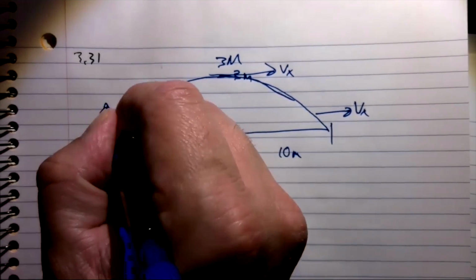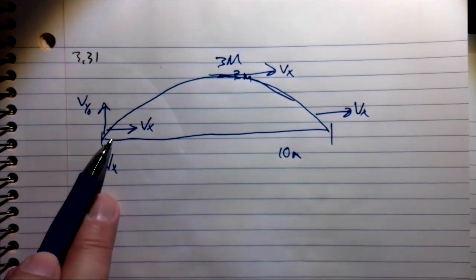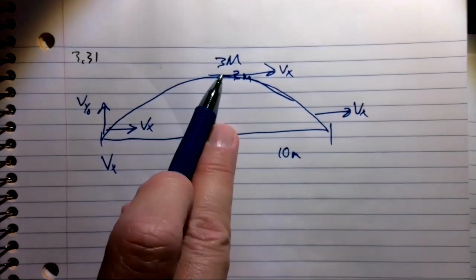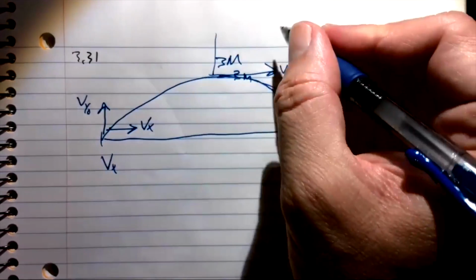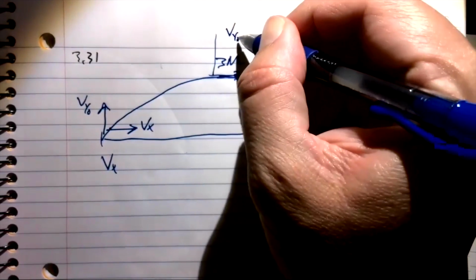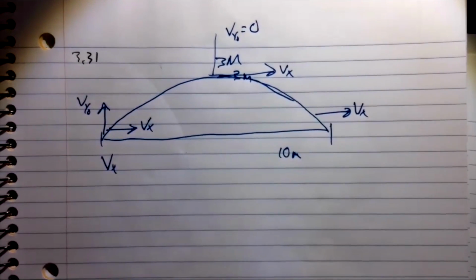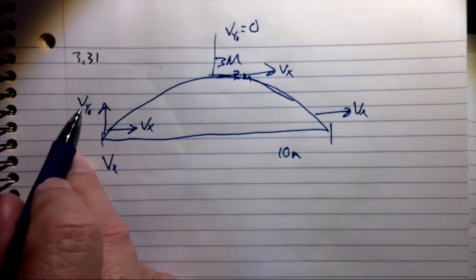Vy does change. Vy is definitely going to change. We're going to have our initial y velocity down here at the bottom, and it's going to be at a maximum. When we get to the top, up here at the height of our jump, Vy, the velocity in y, is going to equal 0. Over here, we don't know what it is. We can solve for it.